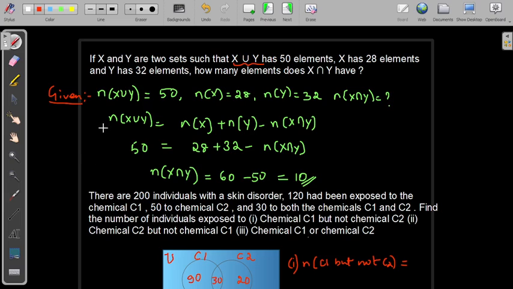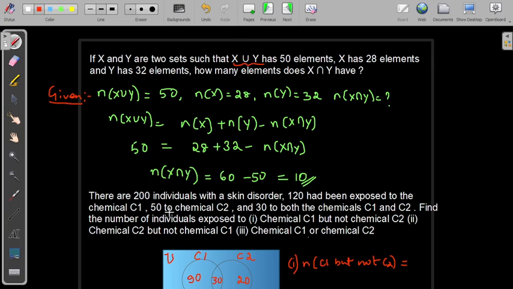Let me make use of the formula. Let us write the formula first. n of X union Y equals n of X plus n of Y minus n of X intersection Y. Substituting the values: 50 equals 28 plus 32 minus n of X intersection Y. Take this to the left hand side. This gives you 60 minus 50. The answer would be equal to 10. These kinds of problems can be solved using the Venn diagram or using the formula. Any one method is fine.